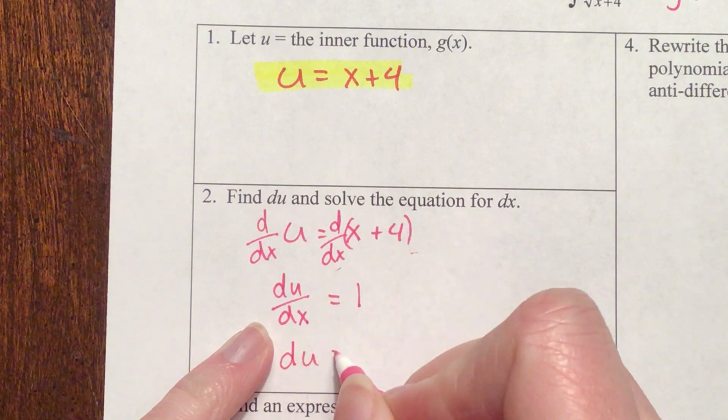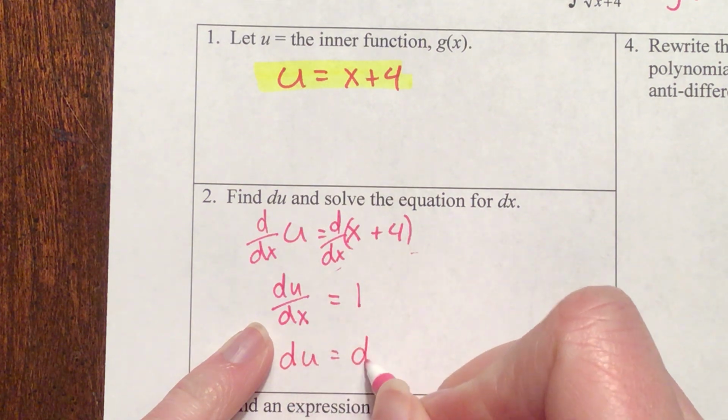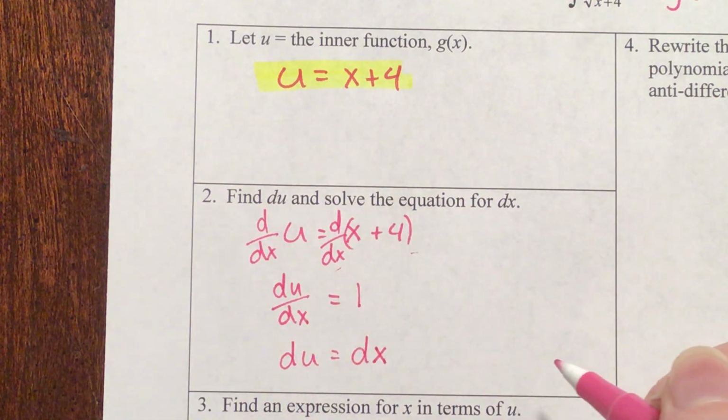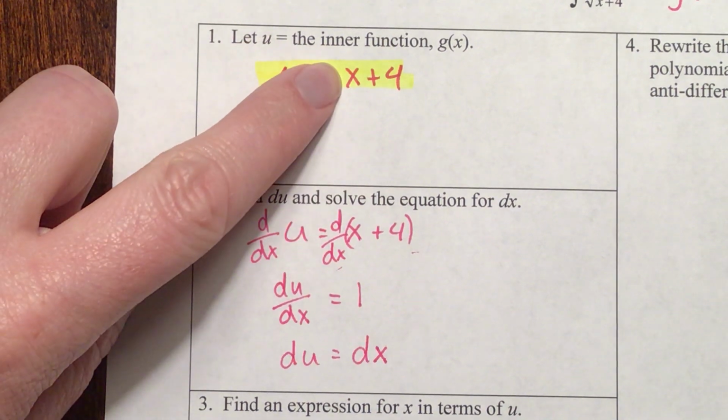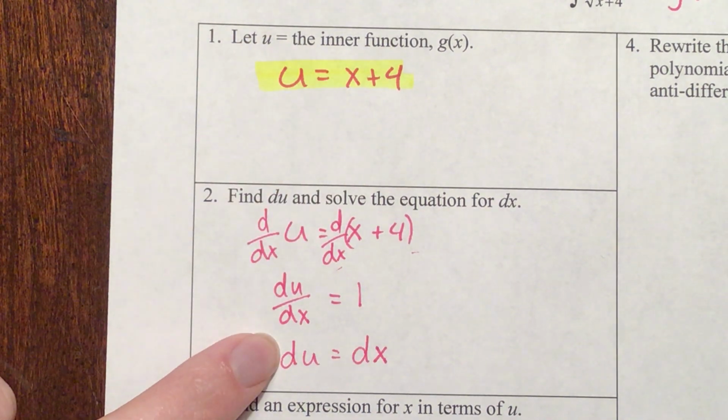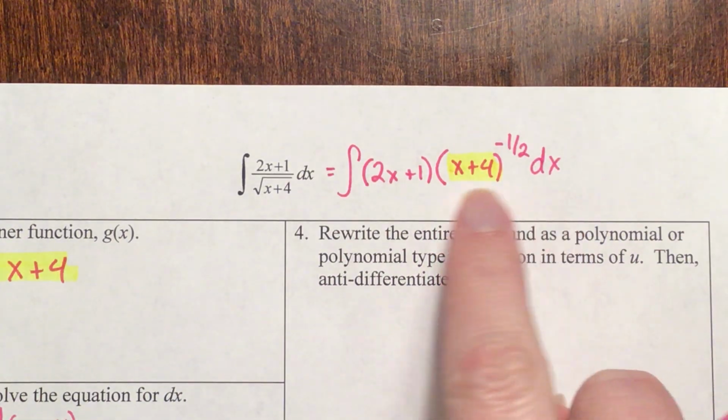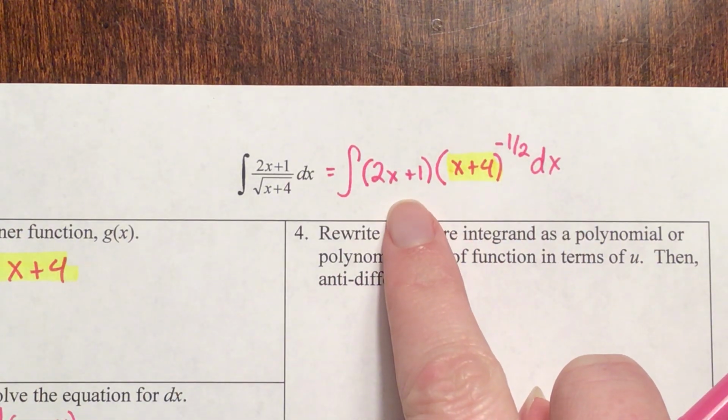We want dx by itself, so we will multiply both sides by dx. That gets us du equals 1 times dx, which is just dx. So in this case, du and dx are interchangeable. Cool. So we can get rid of the x plus 4, and we can get rid of the dx in our original problem. That's this and this. So we still have this 2x plus 1 that we need to get rid of.